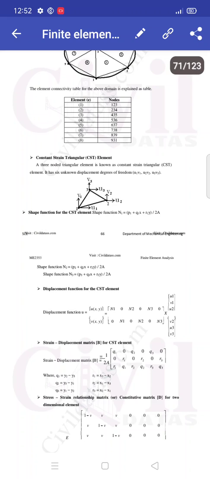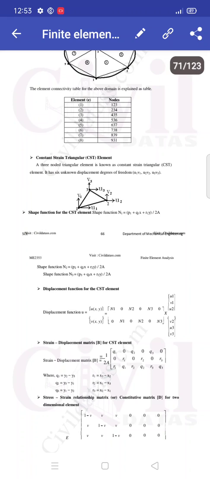Shape functions for the CST element. Shape function N1 is equal to p1 plus q1x plus r1y by 2A. Shape function N2 is equal to p2 plus q2x plus r2y by 2A. Shape function N3 is equal to p3 plus q3x plus r3y by 2A.